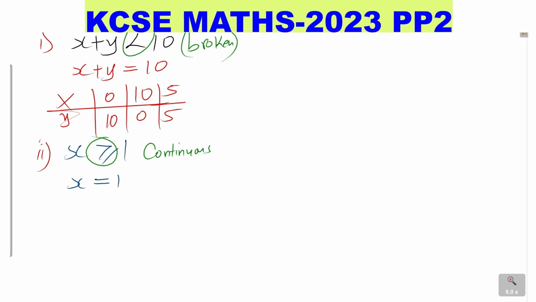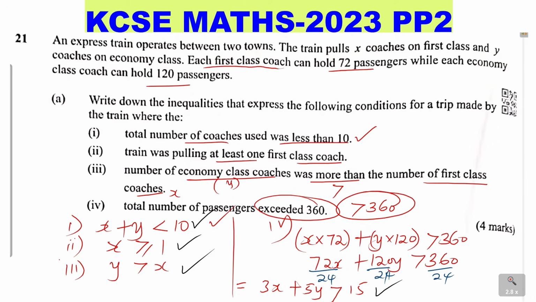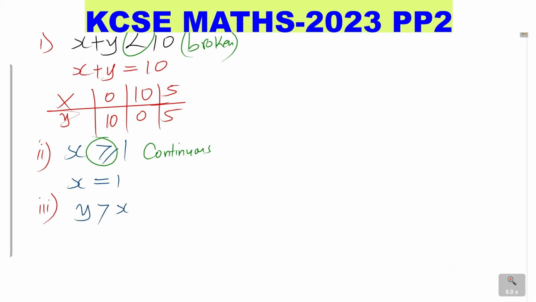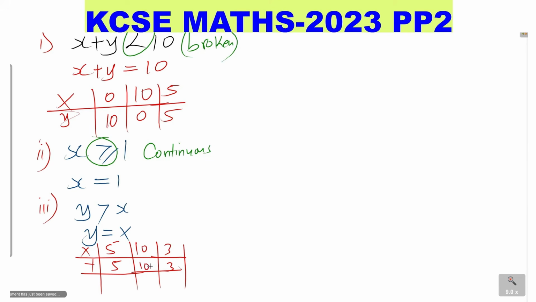Then we have the third one. The third one is y is greater than x. The line that you're going to draw here is y is equal to x. You know how to draw that, so you don't need points again, but you can have the points if you wish. You can take, for instance, x and y. When x is 5, y will be 5; 10, 10; 3, 3. You can take any. When you substitute, that is what you get.